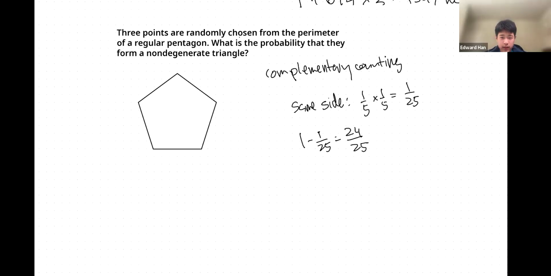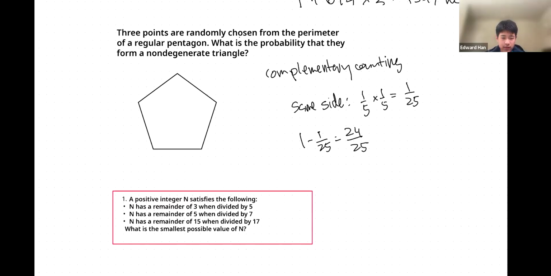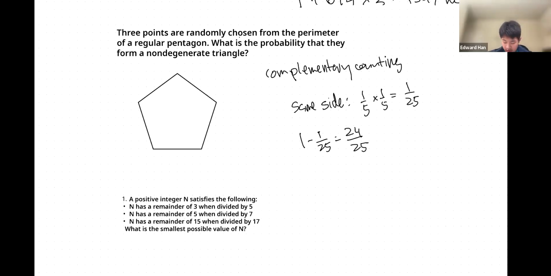And let me copy the problem again. Okay, here we go. So this is problem 17. The number is messed up. Anyways, so this question is basically a setup for the Chinese remainder theorem. So we see n has a remainder of 3 when it's divided by 5, or 3 mod 5. N has a remainder of 5 when it's divided by 7, or 5 mod 7. And n has a remainder of 15 when divided by 17, or 15 mod 17.